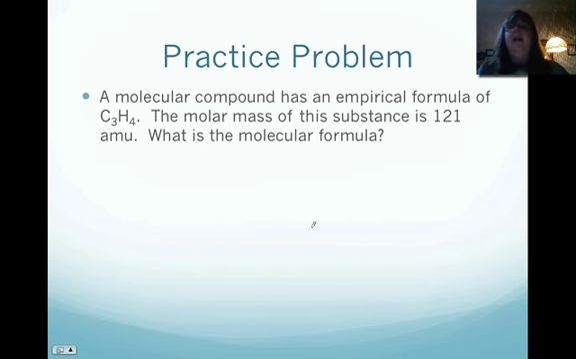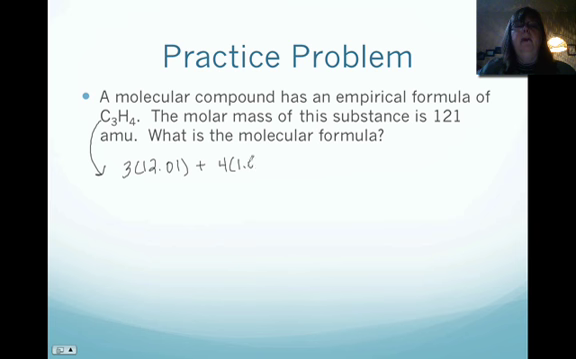Okay, now let's go ahead and practice. All right, in this problem, they've given you the empirical formula, C3H4, and they tell you the molar mass is about 121 AMU. What is the molecular formula? Well, let's see. Let's get the molar mass of our empirical formula. So 3 carbons times 12.01 plus 4 hydrogens, which is 1.01. We put all that together. Let's see if we get 121. I don't think so. I think it's going to be a lot lower than that. And it's actually right around 40 AMU.